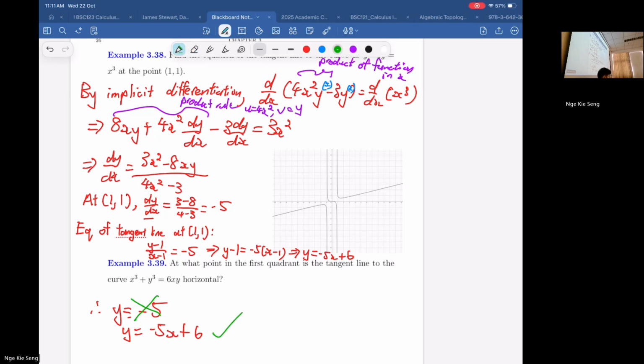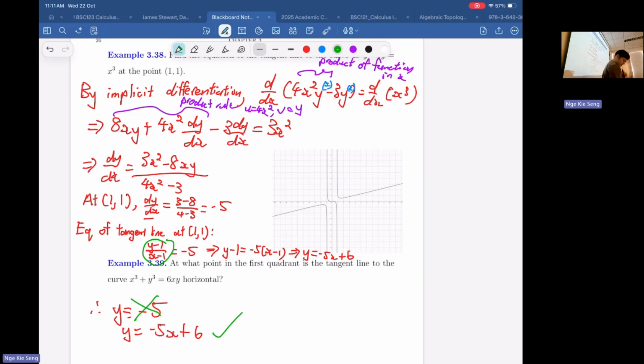Okay, good. Did you forget this part here? Very important: you need a gradient plus a point to get your tangent line. Otherwise you get a different line.